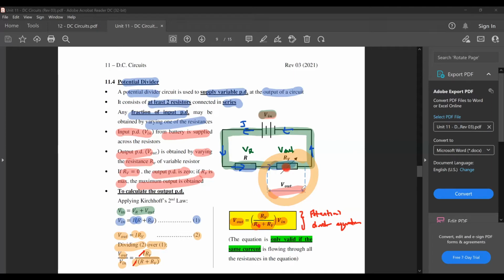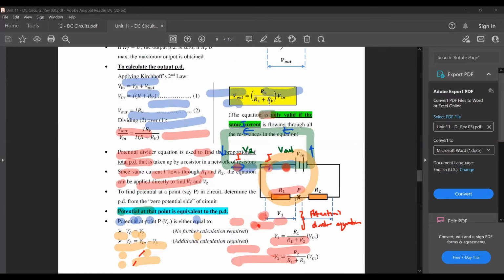Now, bear in mind that this potential divider equation, you can only use it if the same current is flowing through all the resistances in the equation. You see RV and R are having exactly the same current flowing through them. The potential divider equation can only be used if you have the same current flowing through them. You cannot use it if you suddenly have different currents in the different resistors being considered. Okay, I will show you that one later.